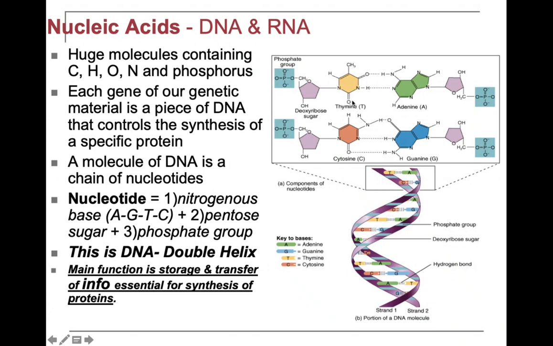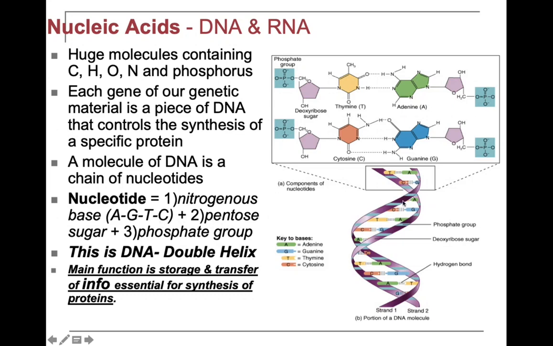All right, and again on top, you can see the T is thymine, the C is for cytosine, A is for adenine, and the G is for guanine. So the G and the C form bonds, and the A and the T form bonds. Here is your pentose sugar. That's your five-sided sugar. And then you have your phosphate group. All right, so the nucleotide is made up of the nitrogenous bases, A, G, T, C, the pentose sugar, and the phosphate group.